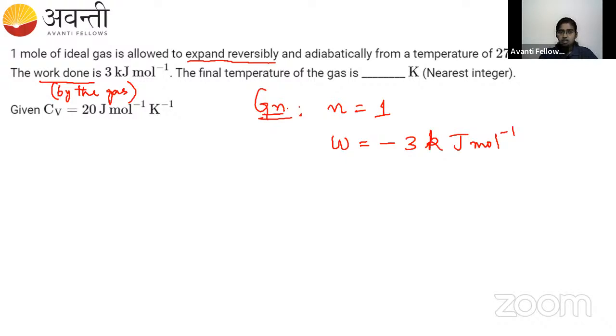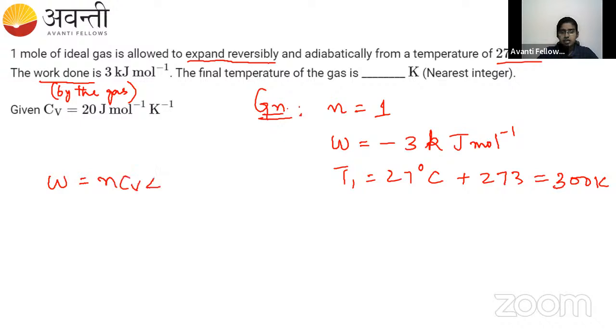Temperature is given, from a temperature of 27 degrees Celsius. So the initial temperature is 27 degrees Celsius, and to convert this into Kelvin, just add 273. You will get 300 Kelvin. Now use a relation: W is equal to nCv delta T. So n value is 1.